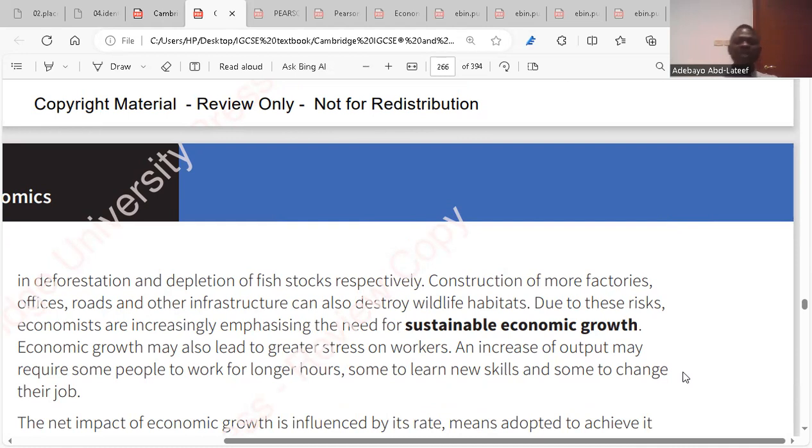Economic growth may also lead to greater stress on workers. An increase of output may require some people to work for longer hours, some to learn new skills, and some to change their job.